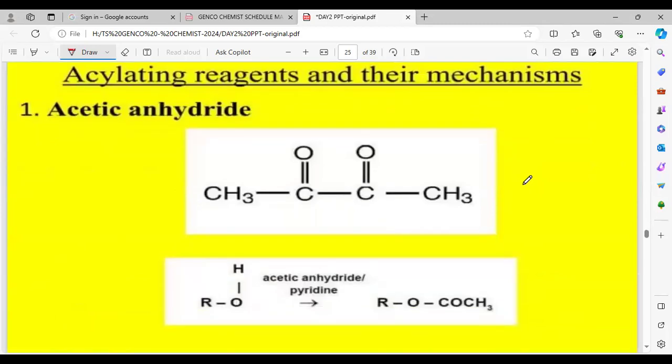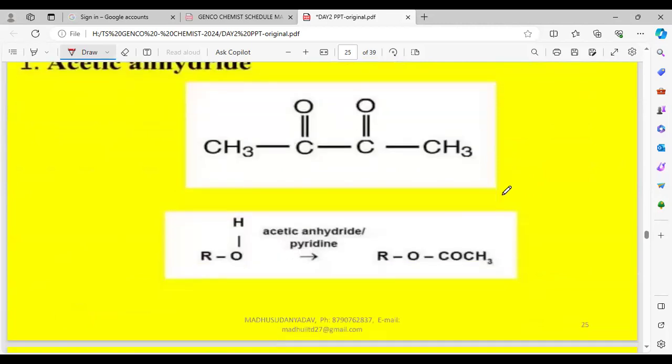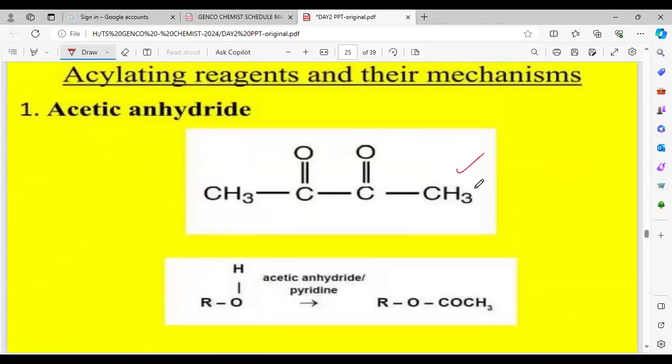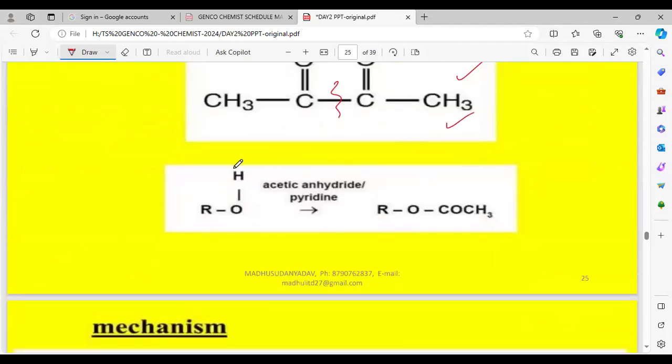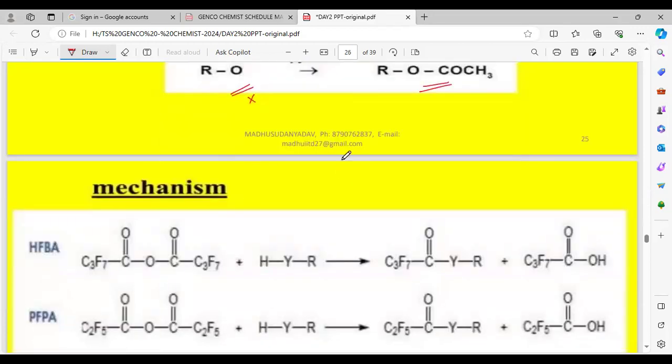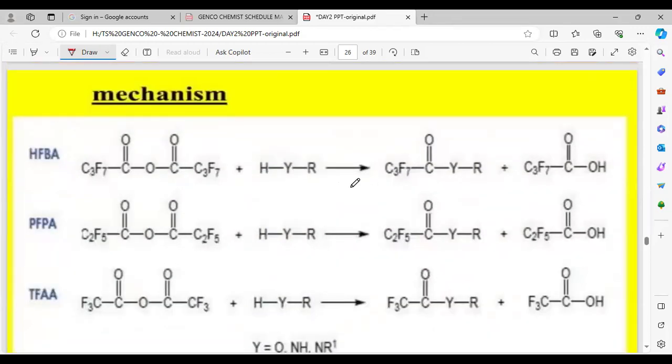Okay, next, acylating agents. Here acetic anhydride is one. Look at this, there is an active hydrogen. If this alcohol is not directly detected by the GC instrument, convert it into this form so that it can be detected. For this, what are you using? Any acylating agent. Same thing. Here are some other acylating agents.